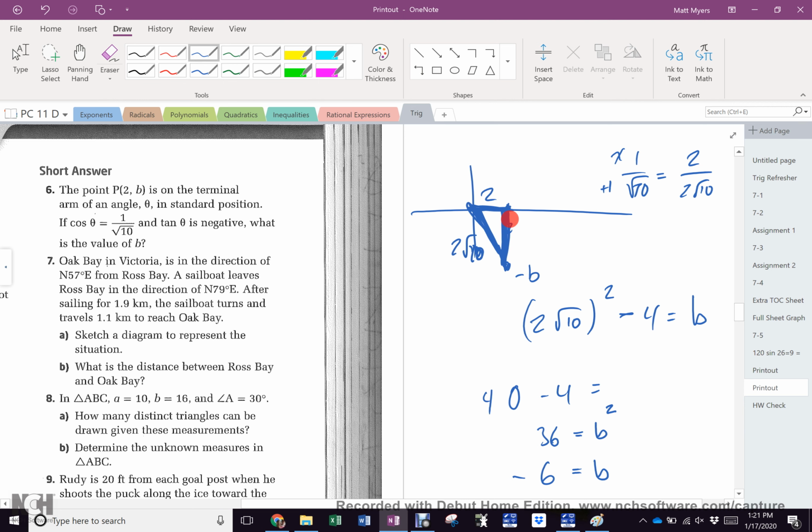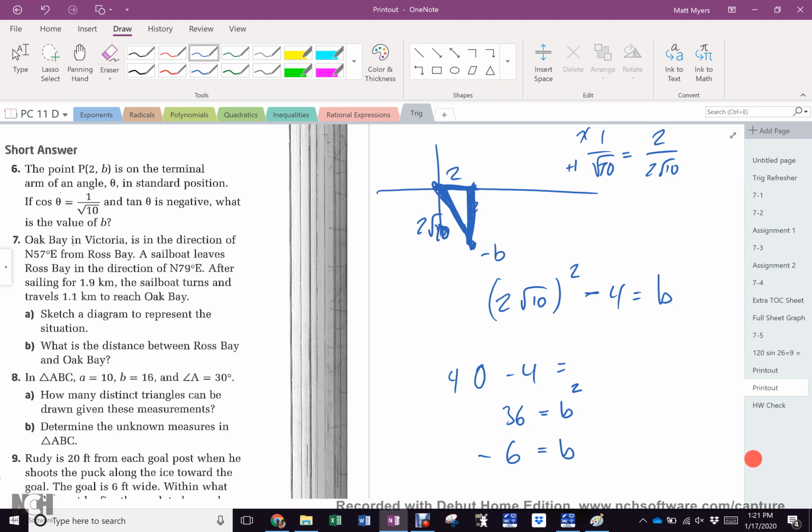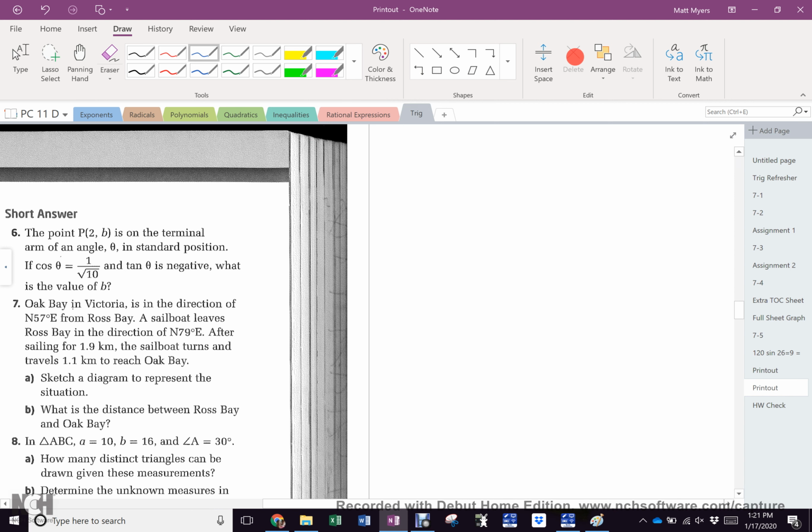Yeah? Now, number 7, the other class needed all of it drawn out for them. Do you? Okay. Here is Oak Bay. Agreed? No, I lie. We're starting from Ross Bay. Agreed? Oak Bay, the boat will be red. The boat leaves Ross Bay, then sails to Oak Bay, right?